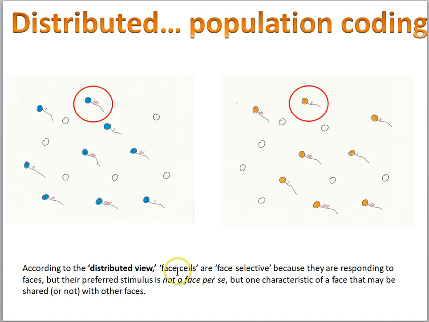So according to the distributed view, face cells are face selective because they are responding to faces, but their preferred stimulus is not a face per se, but one characteristic of a face that may be shared or not with other faces. Take this cell here, responds more to face 1 than to face 2, but it does respond somewhat to face 2. So maybe this is a different dimension of a face, the width of the face. Maybe the preferred stimulus here is a wide face, and that maximally activates it, while a narrow face will not activate that cell as much.